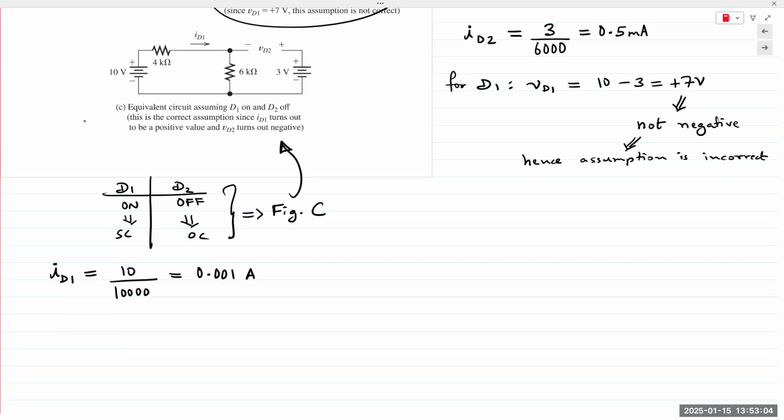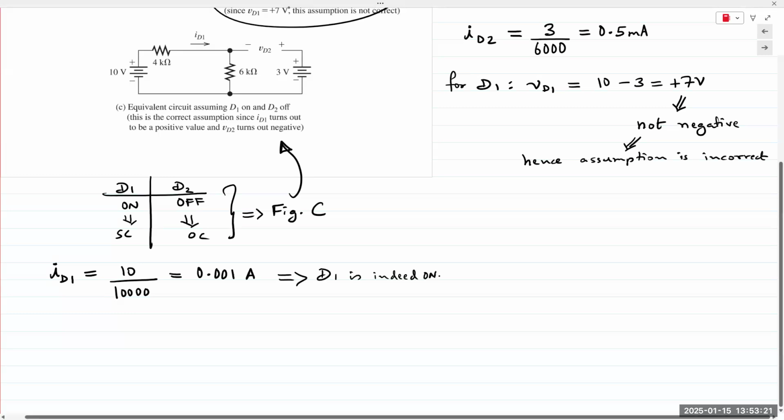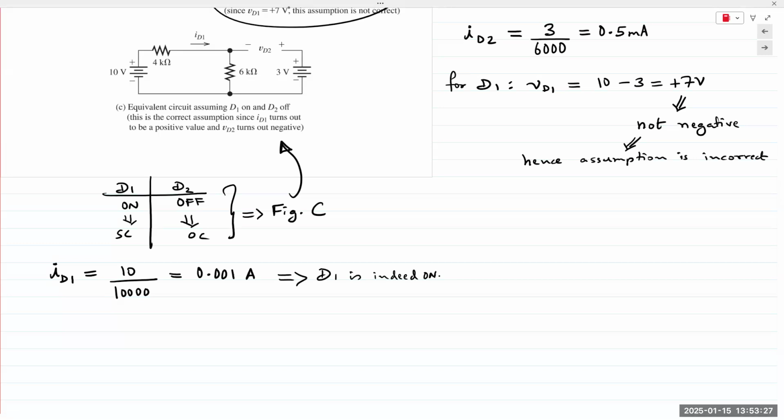All right, so ID1 is a positive number. My assumption is verified that diode D1 is on. Similar to the first assumption analysis, how about the next one? We need to find VD2. The anode of diode 2 is held at 3 volts. So VD2 is the voltage at the anode, which is 3 volts, minus the voltage at the cathode.